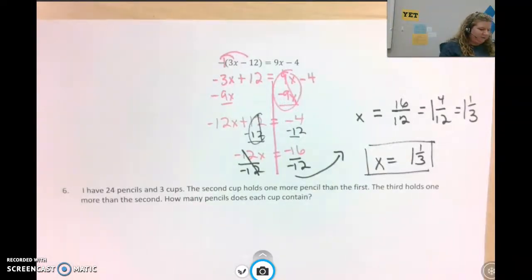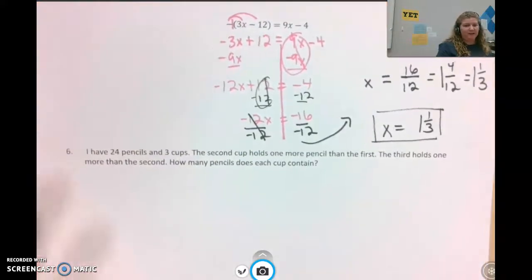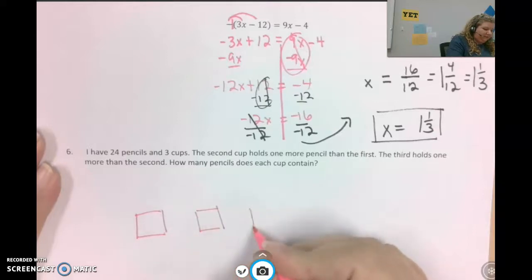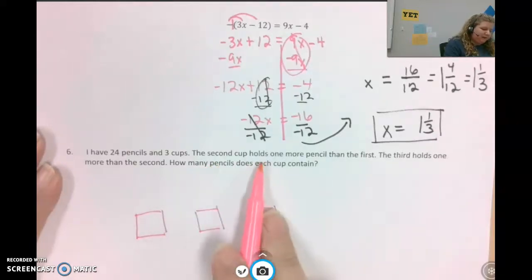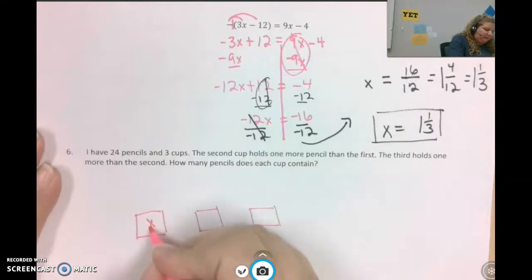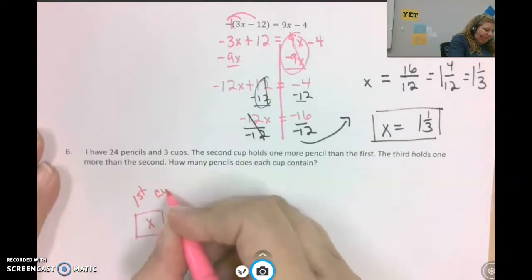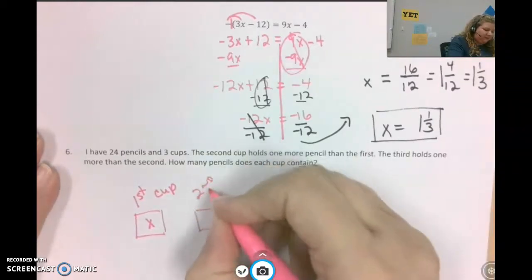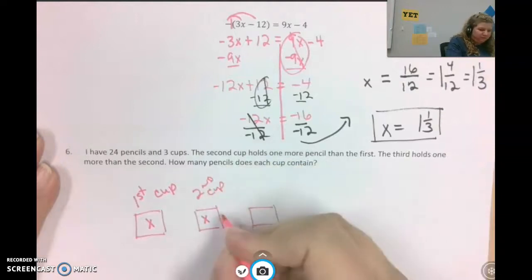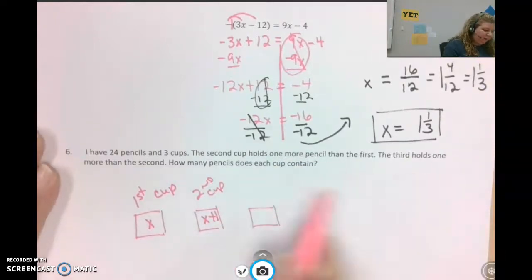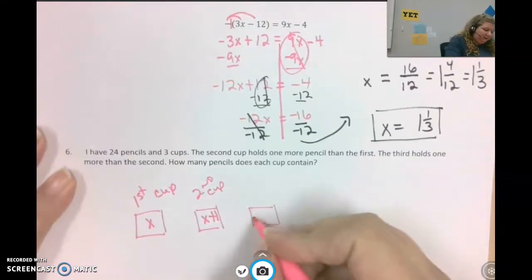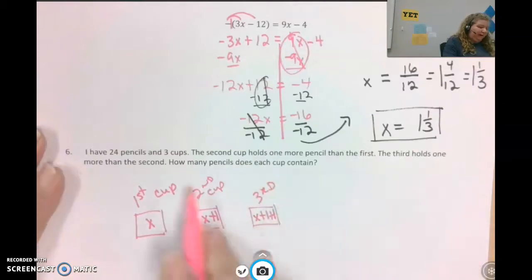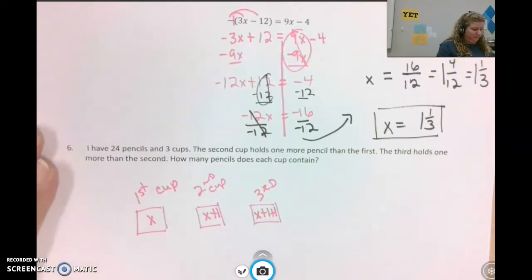Okay, so I have 24 pencils and 3 cups. I like to draw this out. 3 cups. The second cup holds 1 more than the first. So here's the first cup. The second cup holds what the first one holds, plus 1 more. The third holds 1 more than the second. Holds what the second holds, plus 1. How many pencils does each cup contain?